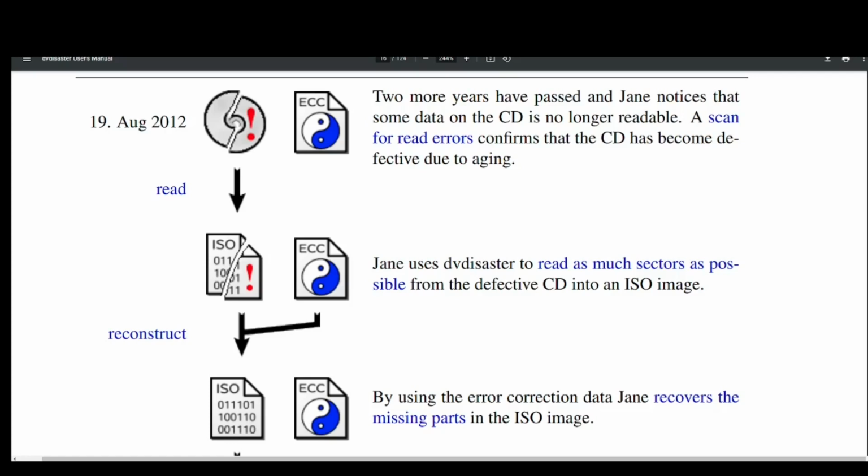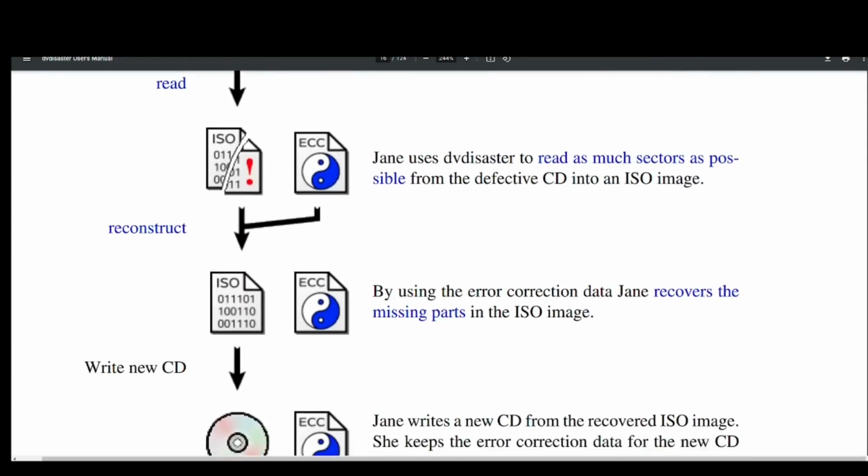So Jane notices she, unfortunately, does have problems. She reads the disk, and she says, okay, this disk is not good. She puts it into DVD Disaster. She does a scan. She says, oh, there's errors. So, then we move on to the reconstruction phase.